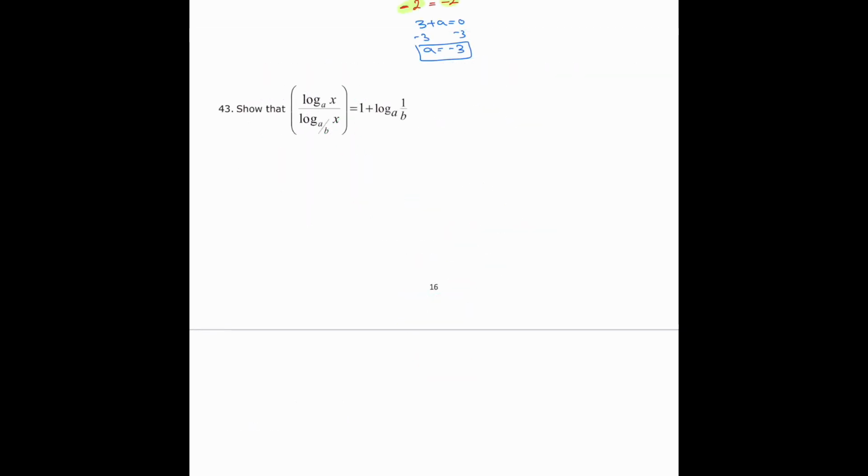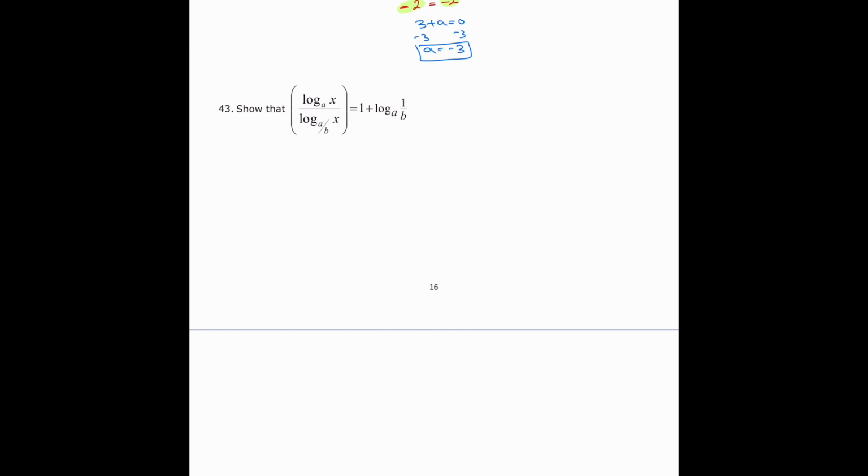Exam 4 review, question number 43. Show that log base a of x divided by log base a over b of x is equal to 1 plus log base a of 1 over b.